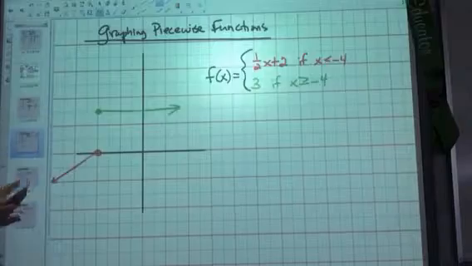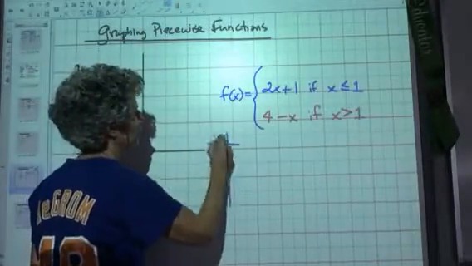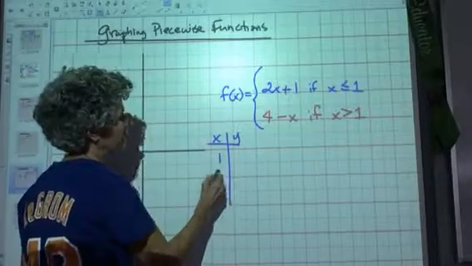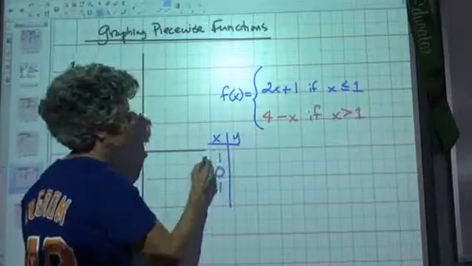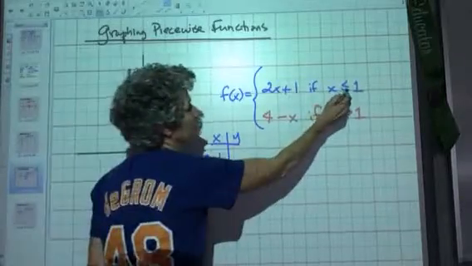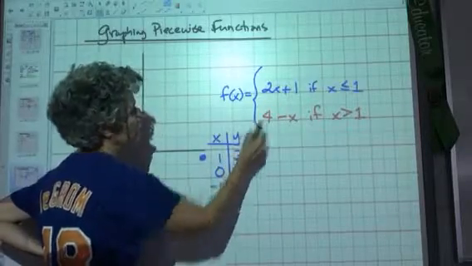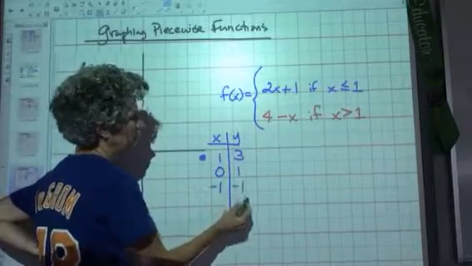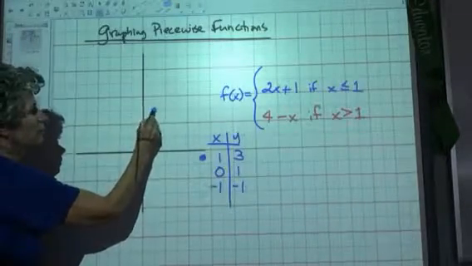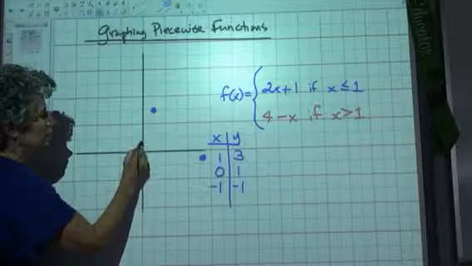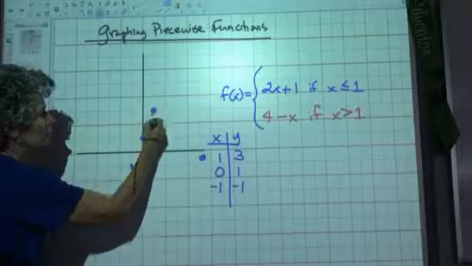Here's another example. So the blue graph. If I do the charts, I'm going to have 1, anything less than 1, 0, -1, and so on. And this will be the closed circle this time, because it's included. So 2 times 1 is 2 plus 1 is 3. 1, -1, -2 plus 1 is -1. So there's my blue graph. 1, 3 with a closed circle. 0, 1. -1, -1. And so I'm only doing this side.